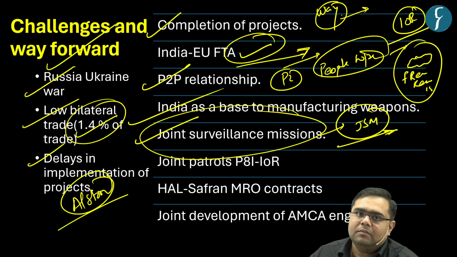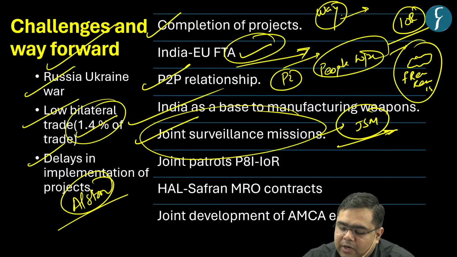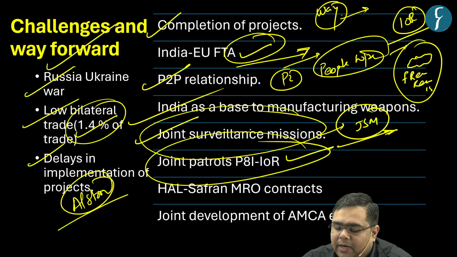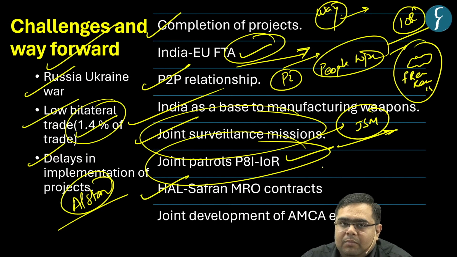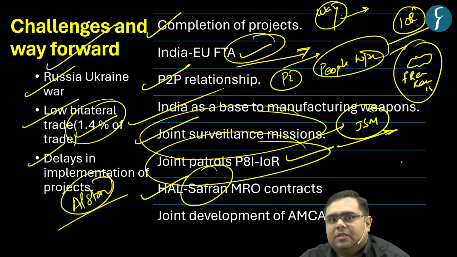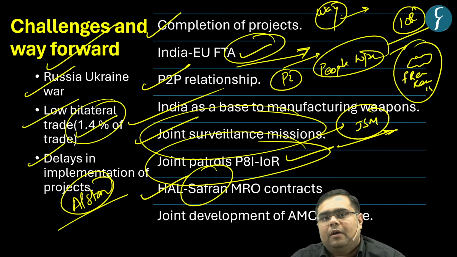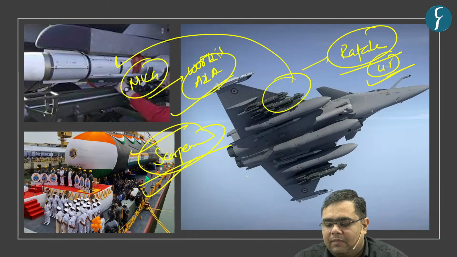And since the incidents of piracy are again rising in the Indian Ocean region and the Horn of Africa region, we could go for joint patrolling and surveillance missions, and then joint patrols with the help of P-8I Poseidon aircraft in the Indian Ocean region, and sharing of intelligence. Then there are possibilities of a contract between Hindustan Aeronautics Limited and Safran. Safran is again an engine manufacturer of France. Obviously, in the Rafale aircraft also, the engine made by Safran is used.